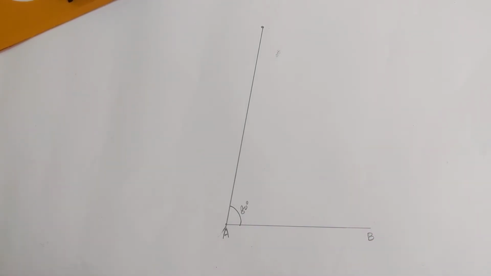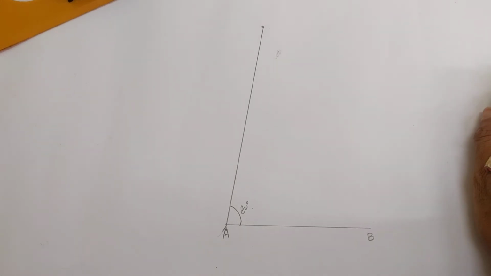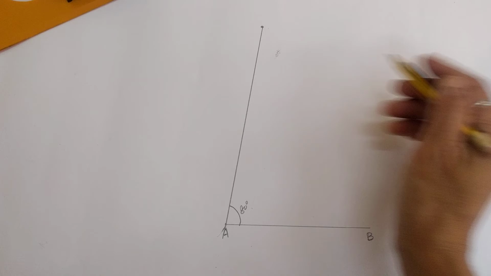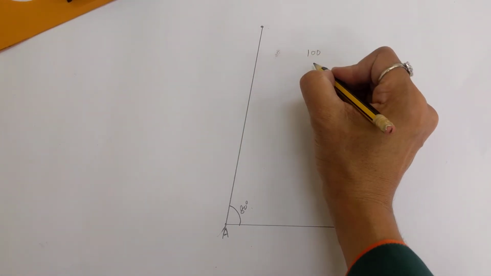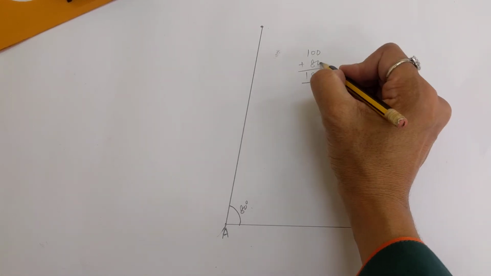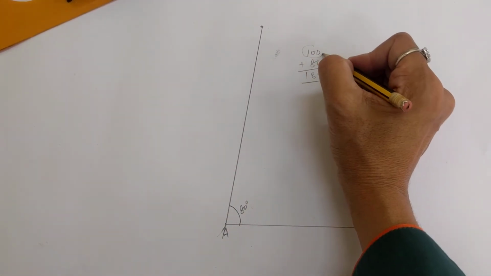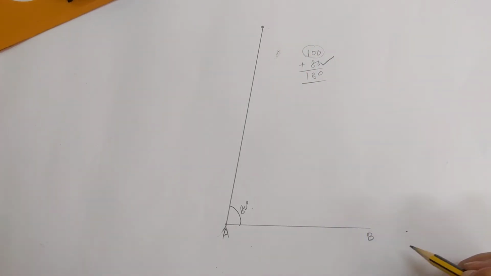Now as I told you, for the supplementary angle, the sum of the angles should be equal to 180. So we have only 80. What should be the next angle to get the 180? Yes, the next angle should be equal to 100, because 100 plus 80 is equal to 180. So this one is our 80 degree angle, and we need to construct the second angle for 100 degrees.